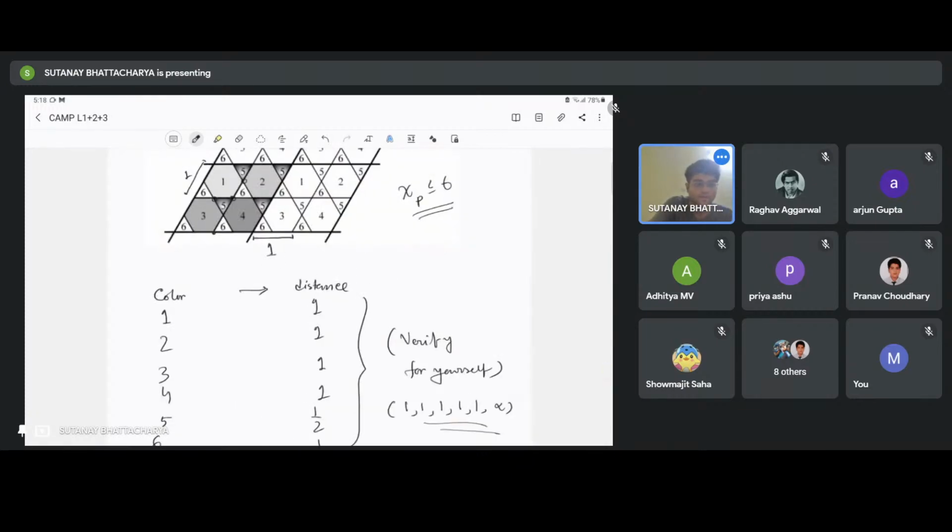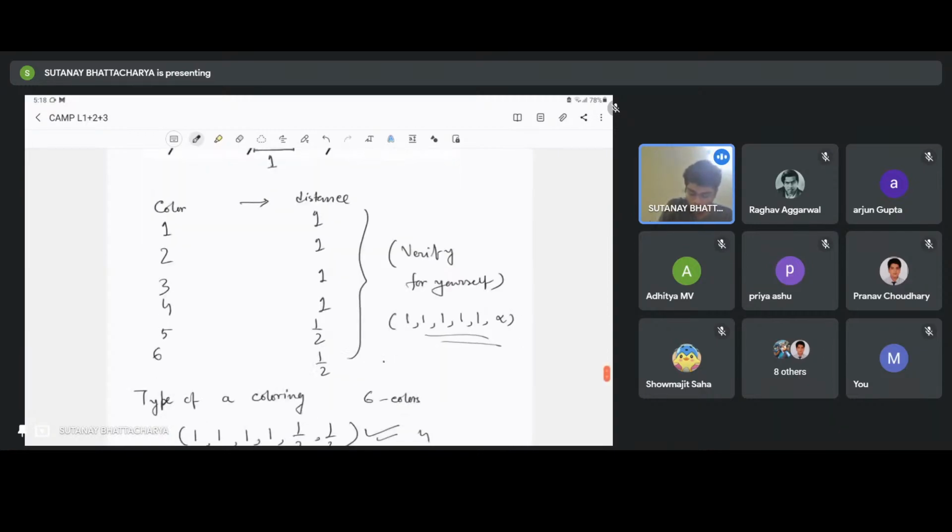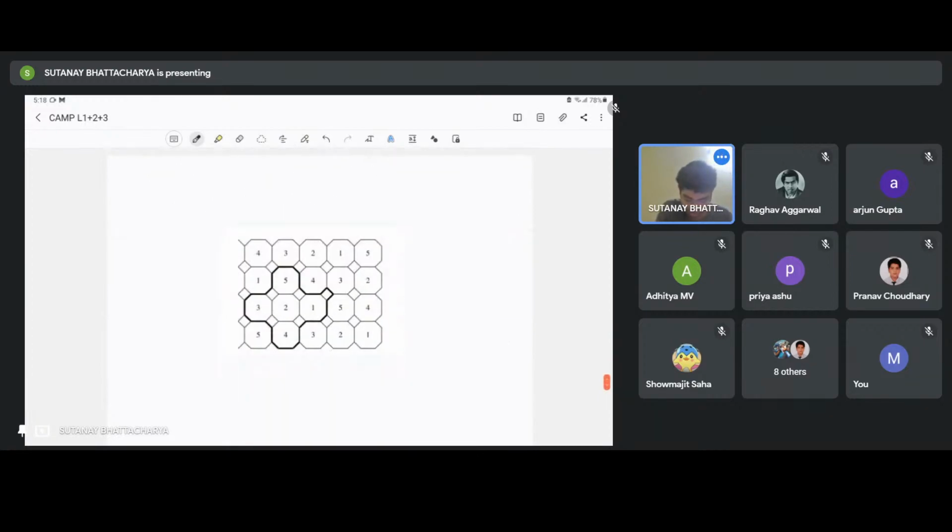So let's look at some 6 coloring of this type. We happen to know a coloring that has the type. Well, I'll let you verify what the constant is. Actually, that's probably just boring computation. I'm just going to tell you. And that coloring is given by this.